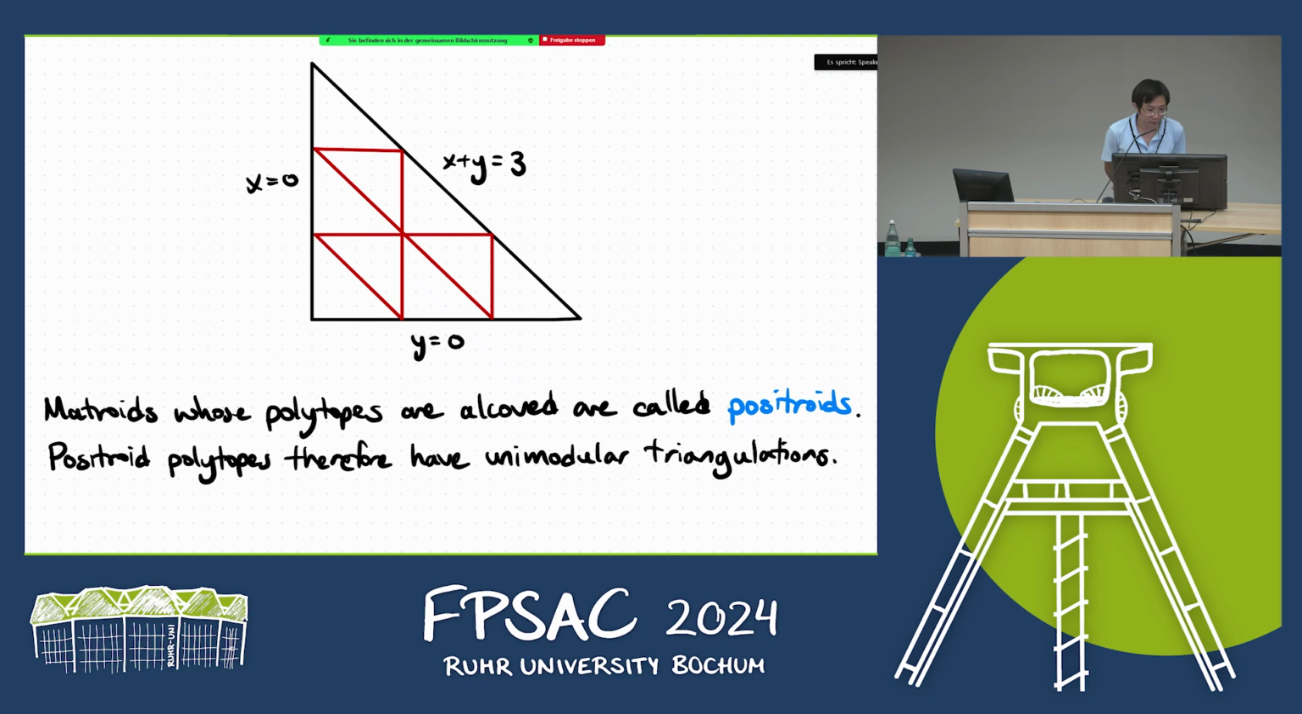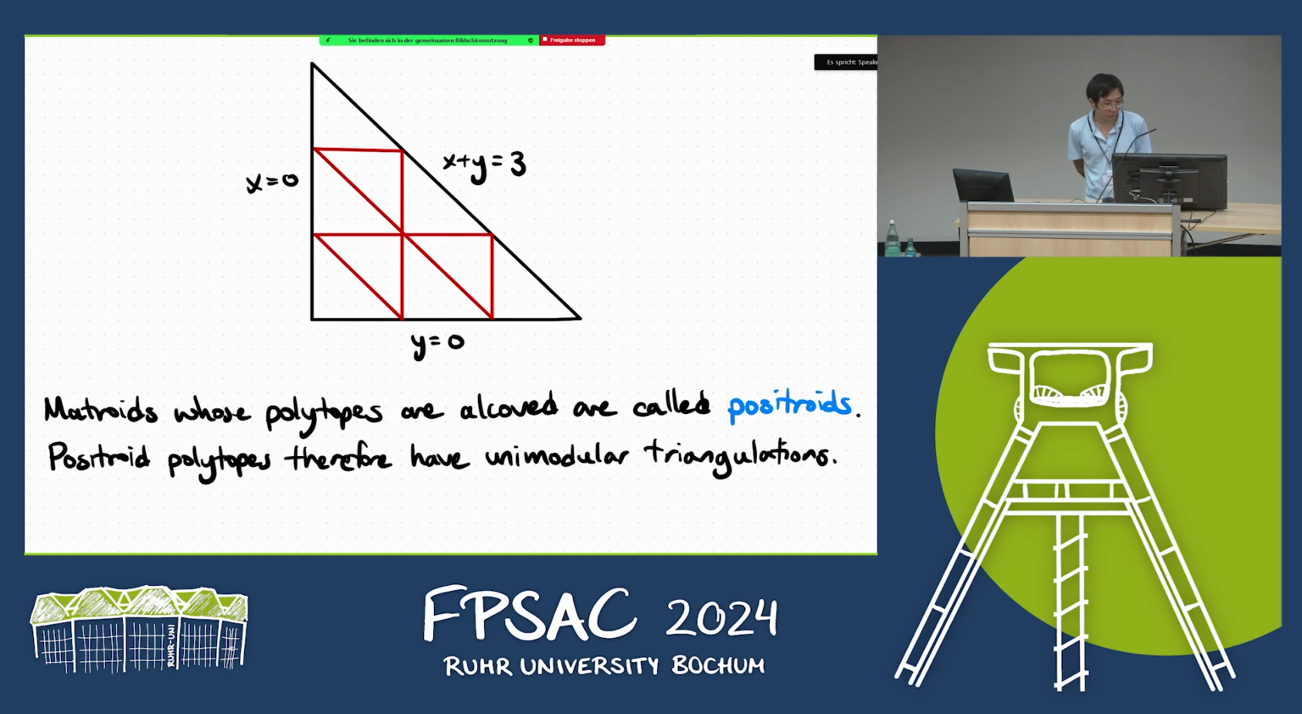Here is a picture of this in R^2. This is an alcoved triangle defined by the hyperplanes x equals 0, y equals 0, x plus y equals 3. And then I dice it by hyperplanes that are parallel to these, and this gives me a unimodular triangulation.